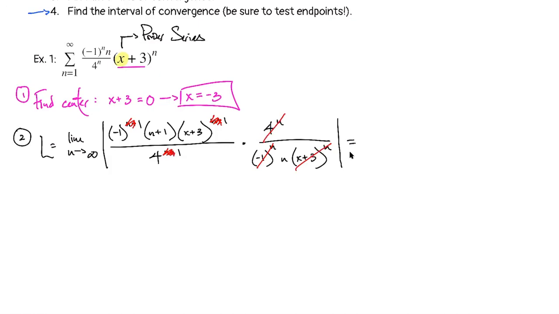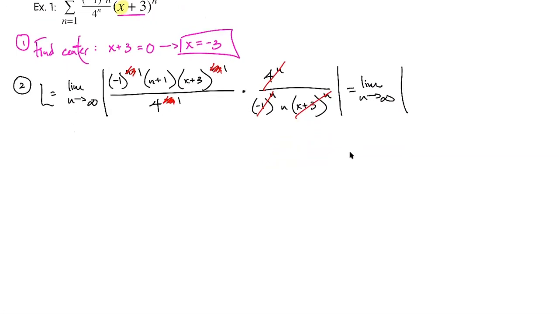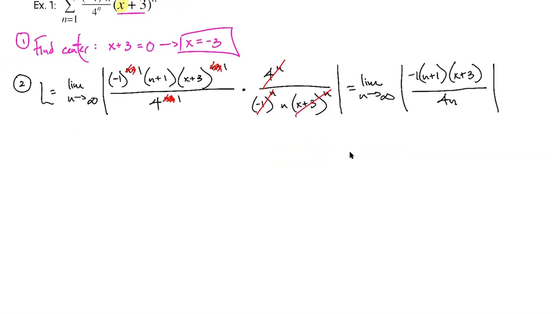So let's see what we have left. We have the limit as n approaches infinity of n plus 1 is what I have left, nope, I got a -1. I have an n plus 1. I have an x plus 3. And I have that all over 4n. Okay. So, 4n, can that ever be negative? No, because we start from 1. Okay, n plus 1, can that ever be negative? No. Okay.